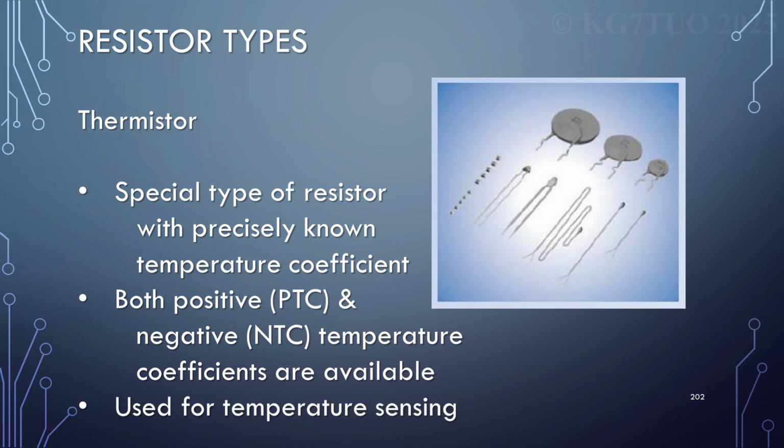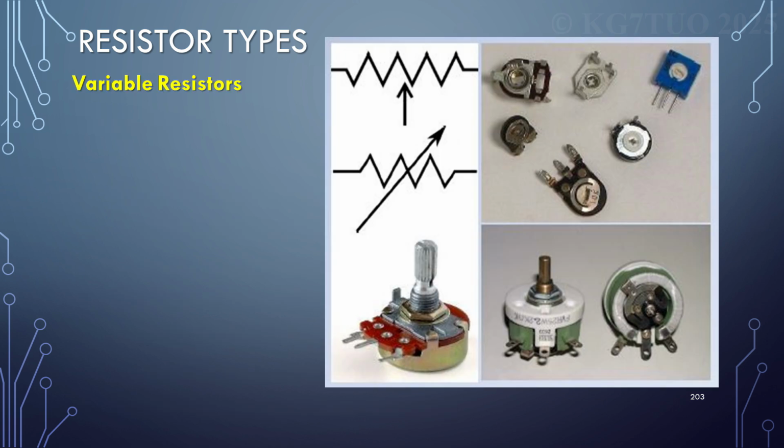But look, there's no yellow, so we don't have to worry about that part, right? Variable resistors. Ah, there's yellow up there.